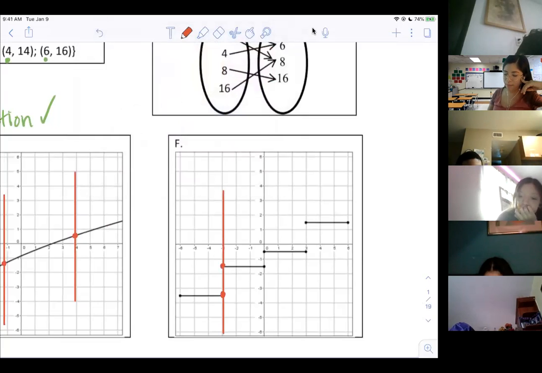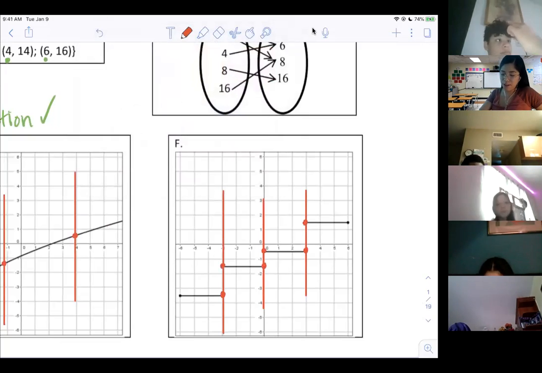Where else is it stacking up? 0. Exactly. Those 2 points stack up. And then I also heard the last one is 3. On the 3, those 2 points also stack up. So even if it happens one single time, that's still going to be not a function. Non-function. Exactly.